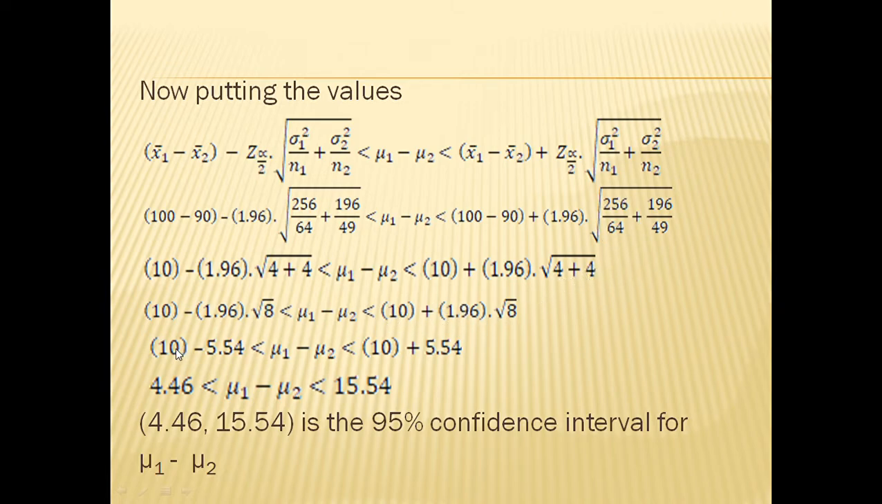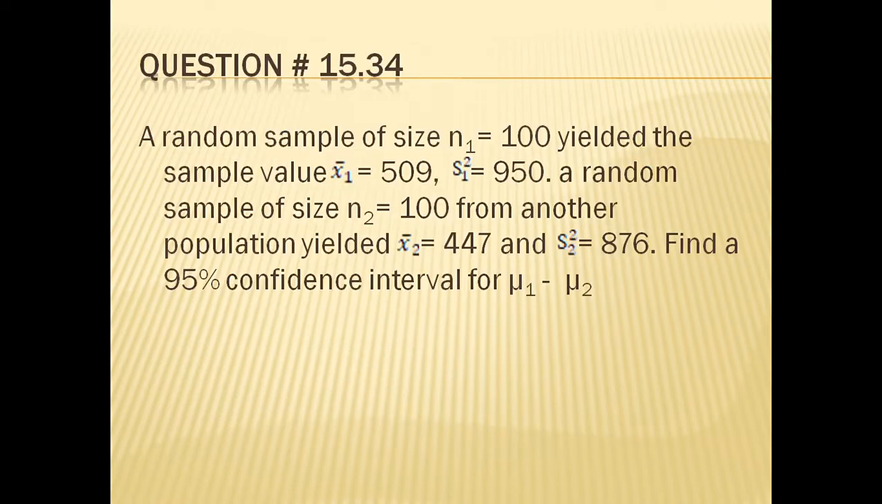Step by step, when you solve this formula, you get the final answer, which is 4.46 is less than or equal to mu 1 minus mu 2, the true difference, is less than or equal to 15.54. So this 4.46 and 15.54 is the 95% confidence interval for the true difference, mu 1 minus mu 2. So this was the first question. Now the second question is also taken from chapter number 15, question number 15.34.